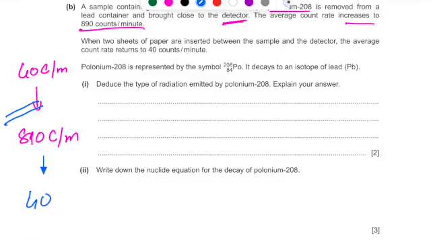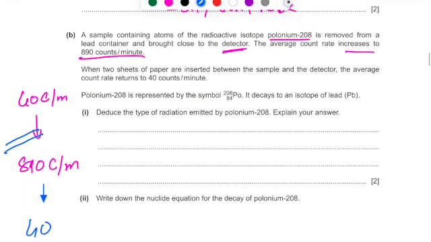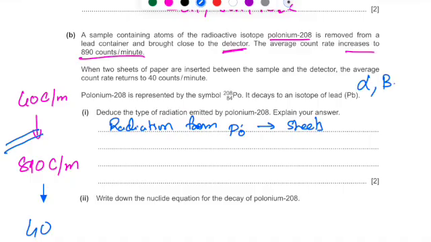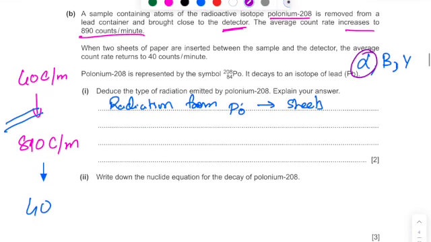This means that the radiation from the polonium is not able to pass through the sheets. So what kinds of radiation do we have? Alpha, beta, gamma. We know that alpha is the least penetrating kind of radiation. So which kind of radiation can it be? Alpha can be the emission.